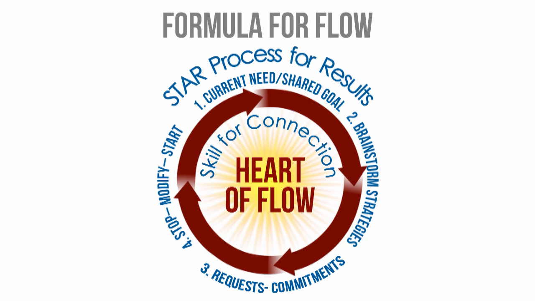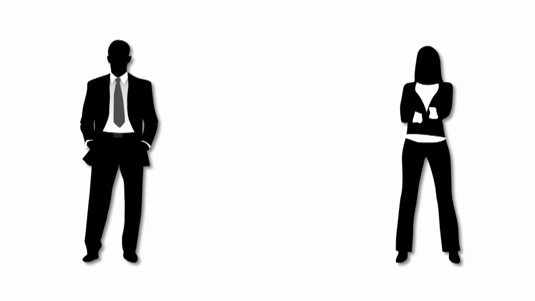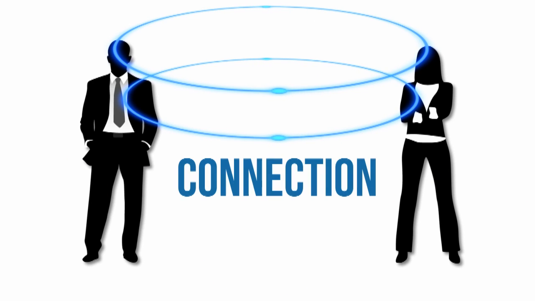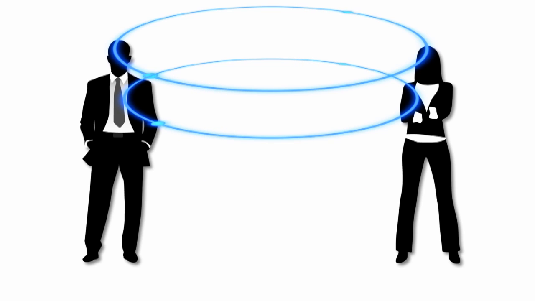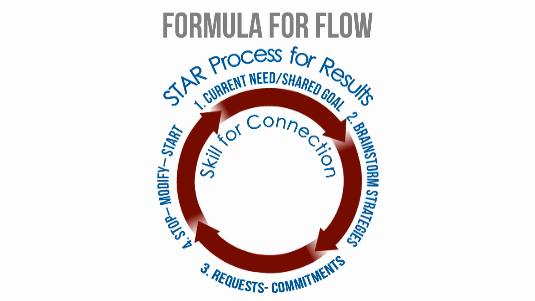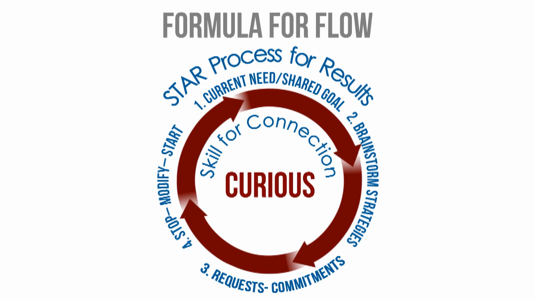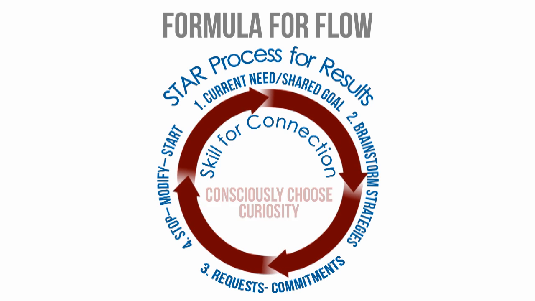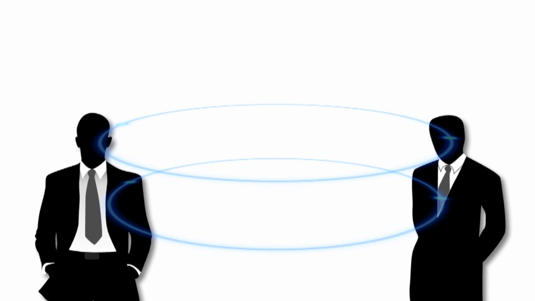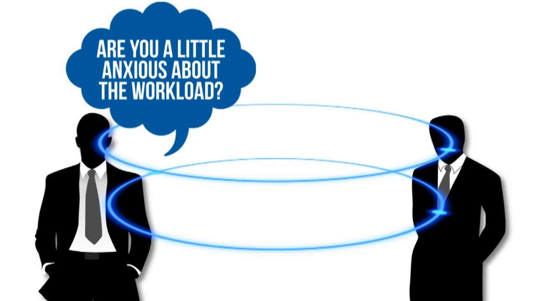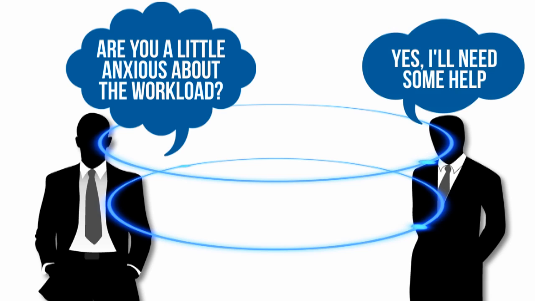It's the core foundational skill for creating connection between people, transforming tension to connection, and conflict into creativity. Without this skill, when conflict, misunderstandings, or tension arise, relationships become strained and results suffer. This empowering skill for connection consists of learning to be curious, to consciously choose curiosity about observations, feelings, and needs, then using empathetic curiosity about what's going on with others, and being able to share honestly what's going on with ourselves so that needs can be identified and addressed.